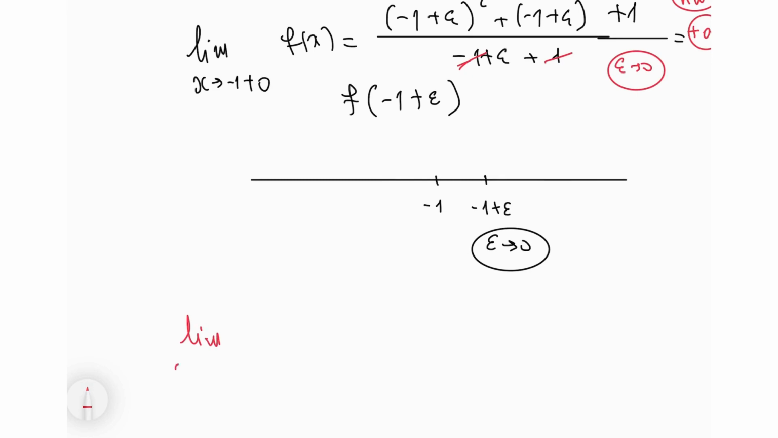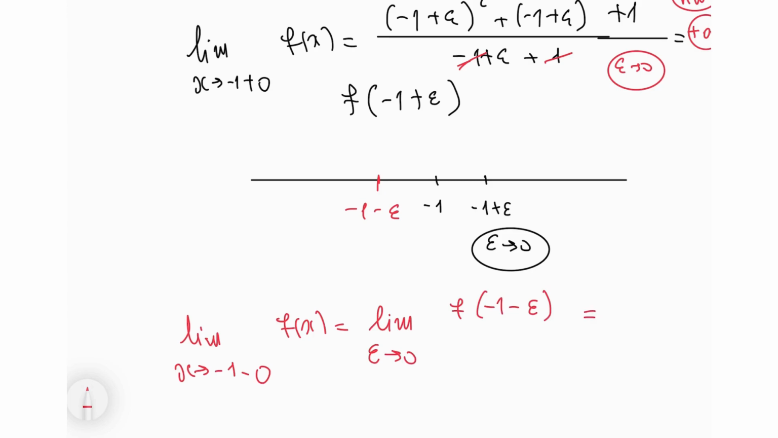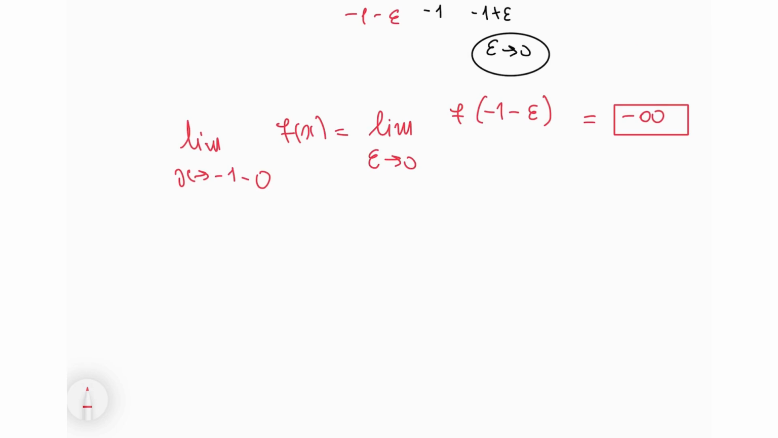And the limit when x approaches -1 from the left: now you take minus 1 minus epsilon. The limit of f of x is the limit when epsilon approaches 0 of f of minus 1 minus epsilon. And as homework, you can see that that will be negative infinity. Therefore, we can conclude that x equals -1 is a point of infinite discontinuity.